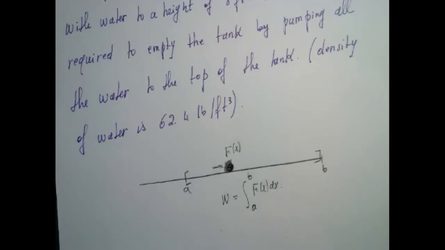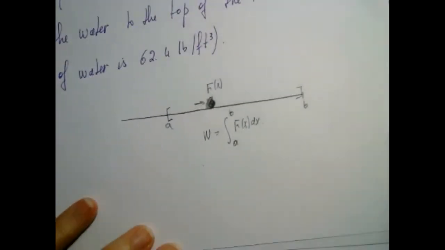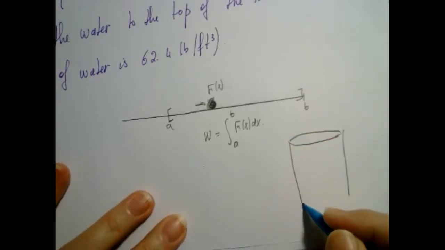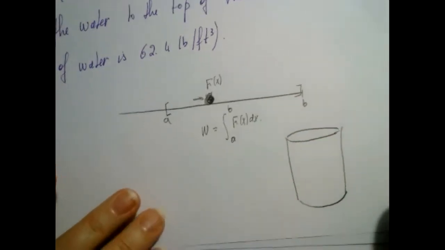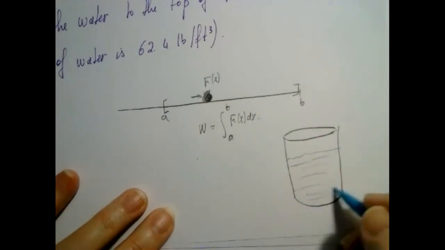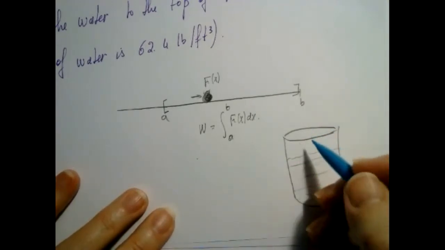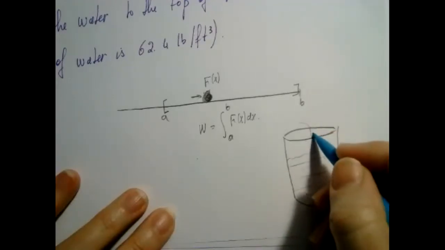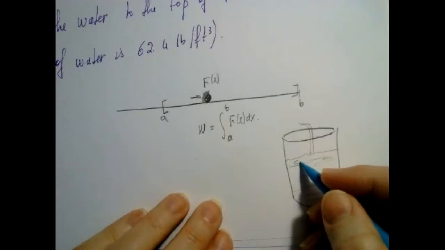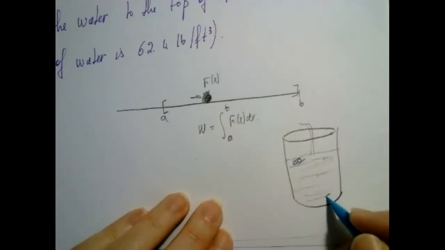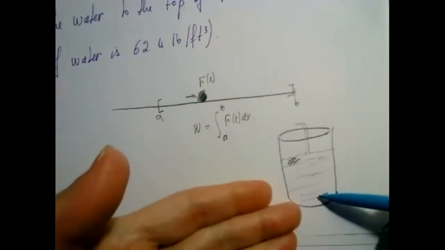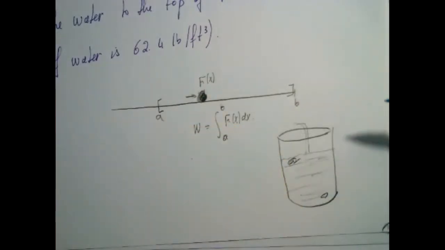But in this problem, the situation is as follows. So we have the cylinder. That's really what the problem is. We have a cylinder, and the cylinder is filled with water. So we have a whole body of water in here, and we want to lift all this water up. So every drop of water, whether it's here or here, is going to be lifted. So we're not moving only one object. We're lifting a whole body of things.